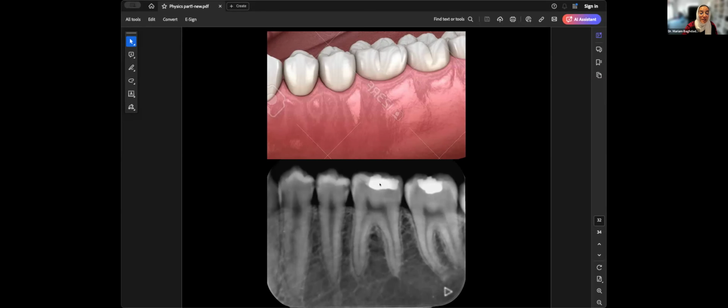The amalgam filling completely absorbed the photons, giving you a white patch right here. These are fillings. Here is enamel. Enamel is the next most radio opaque thing. So here you have absorption also giving you enamel.